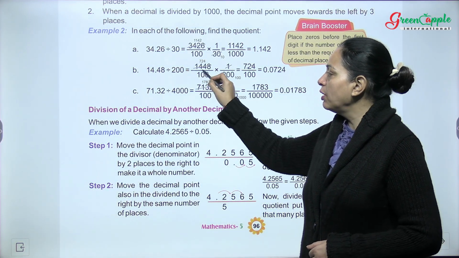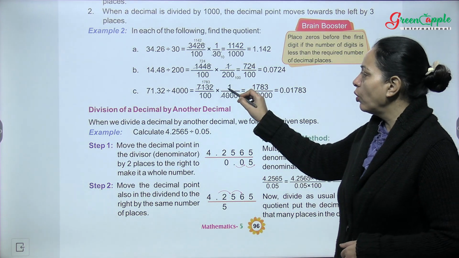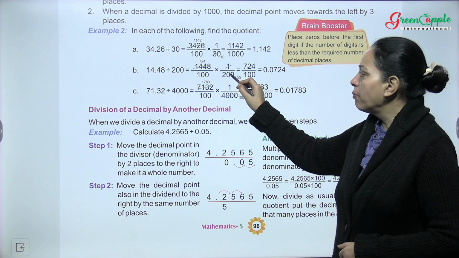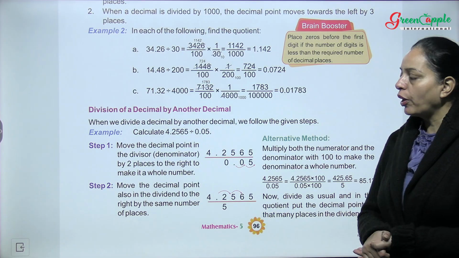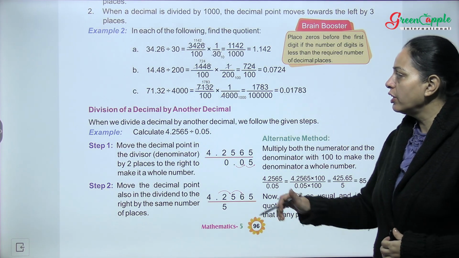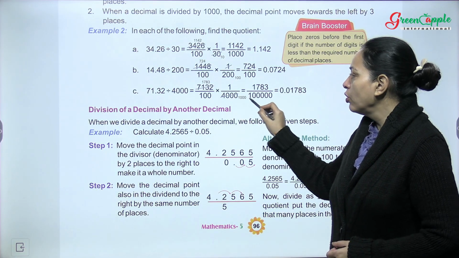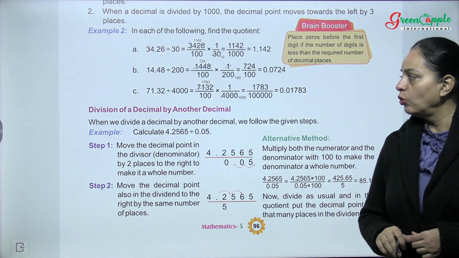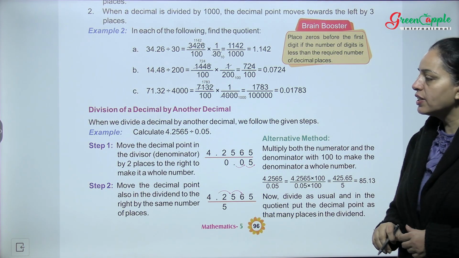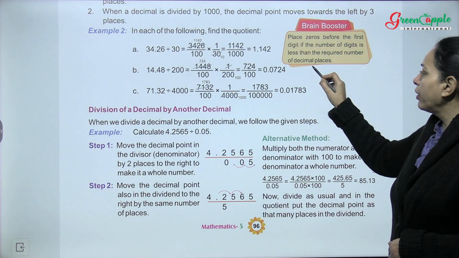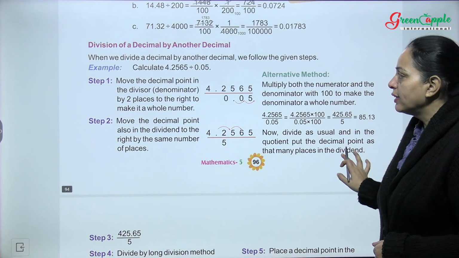Now B part 14.48 divided by 200. So remove its decimal, 1448 upon 100 into 1 upon 200. So we can cut it by 2. So we are getting this one. Now C part 71.32 divided by 4000. So remove decimal. So here now we can cut it by 4. So this is the value. So here, brain booster: place zeros before the first digit if the number of digits is less than the required number of decimal places.